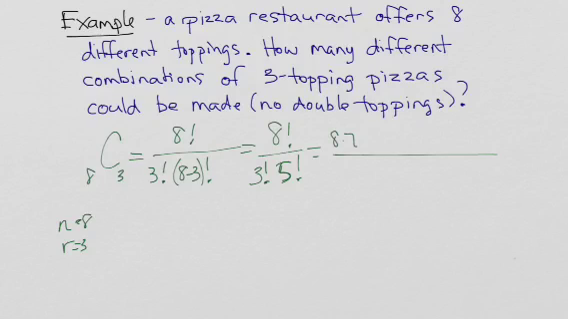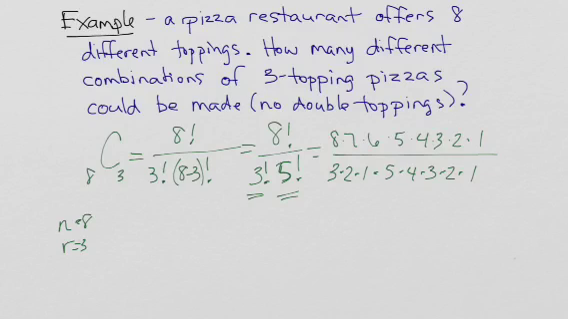Alright, so the numerator, I got 8 factorial, so that's 8 all the way down to 1, all multiply. Well, that's a terrible one. In the denominator, we got a 3 factorial, that's 3 all the way down to 1. And then a 5 factorial, that's 5 all the way down to 1.